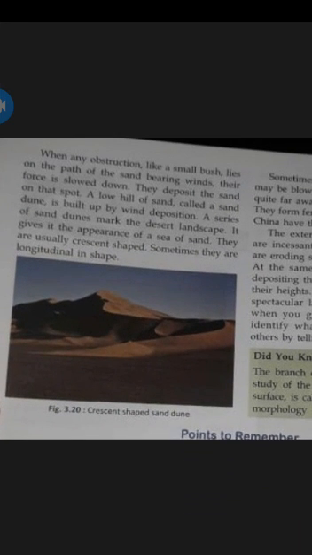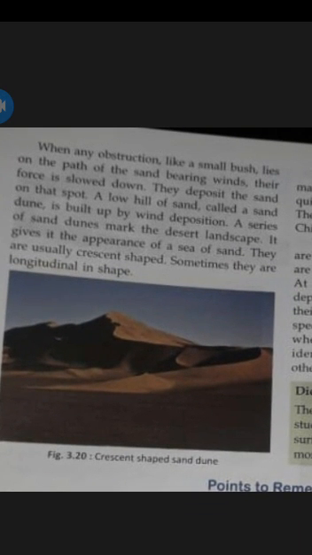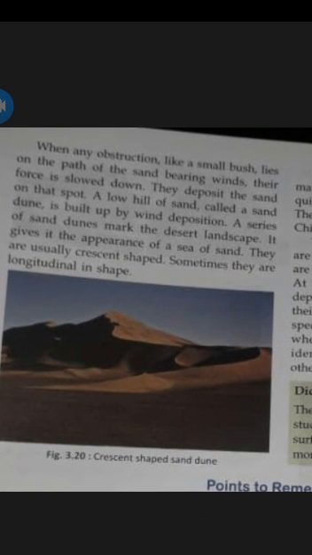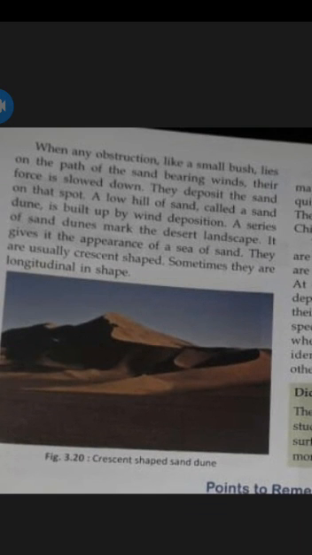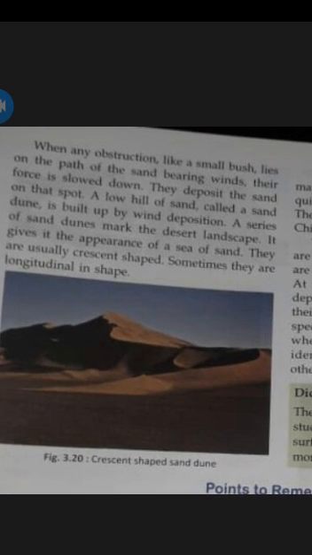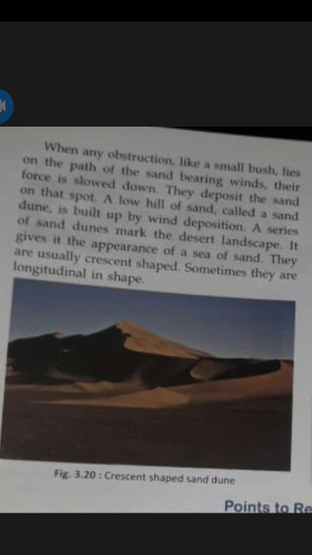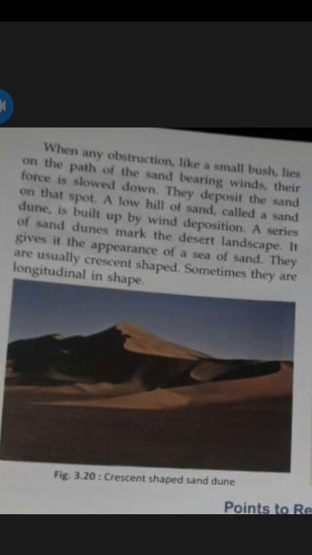When obstructions, like a small bush, lie on the path of the sand-bearing winds, their force is slowed down. They deposit the sand on that spot. A low hill of sand called a sand dune is built up by wind deposition. You can see here the picture of a sand dune.